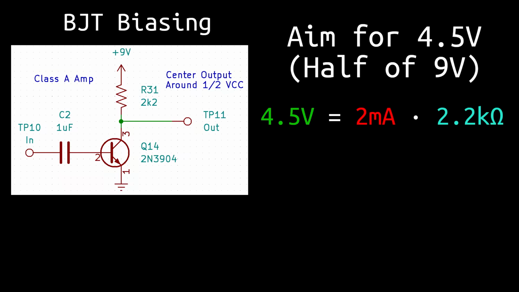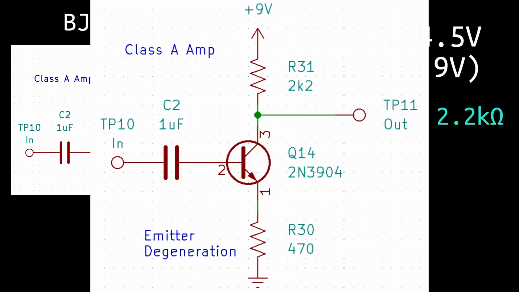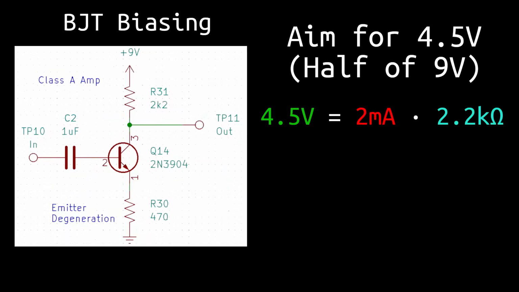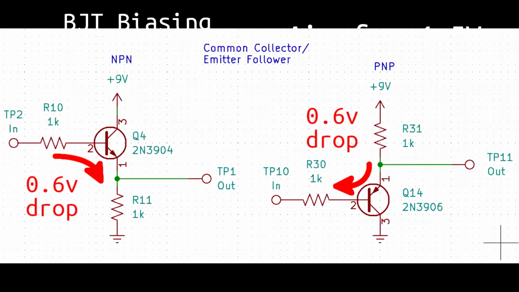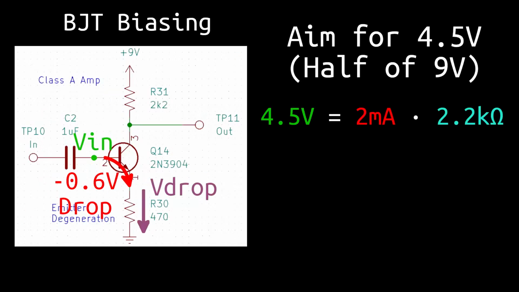We can start with what is called emitter degeneration. This is when we place a resistor on the emitter of our circuit. Now we can get a predictable current flowing through the collector, and here's how that works. Remember from the previous section where I showed you an example of a common collector setup and how the voltage at the emitter is 0.6 volts lower than the input? The same could be said here.